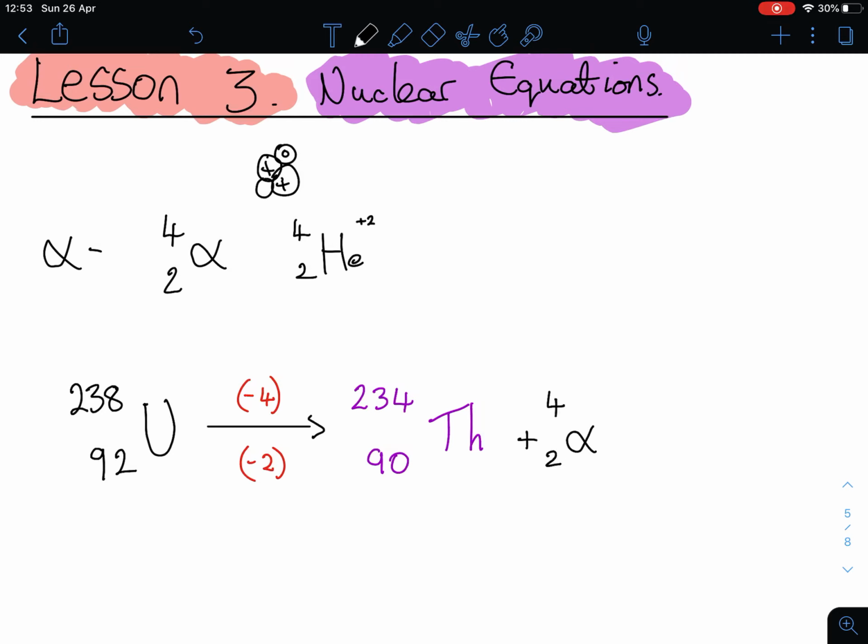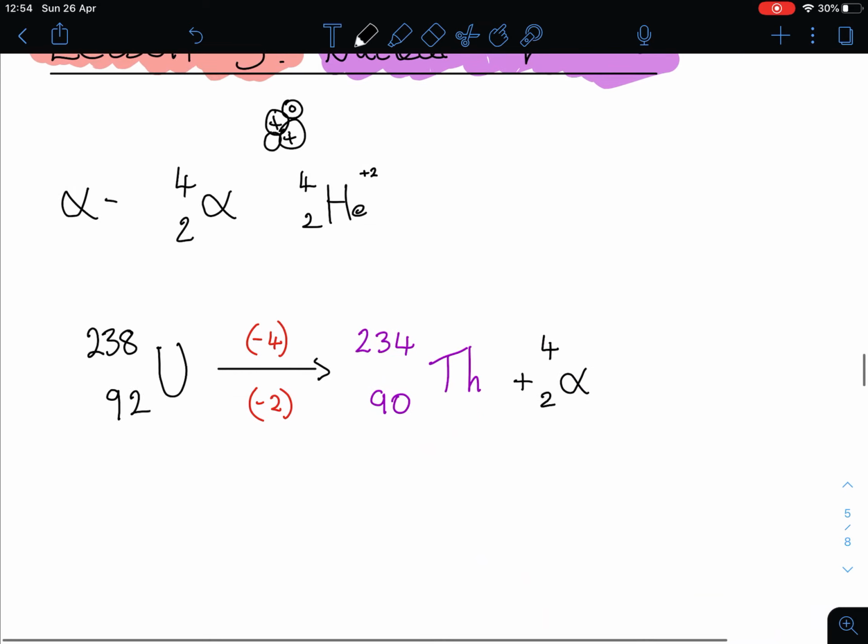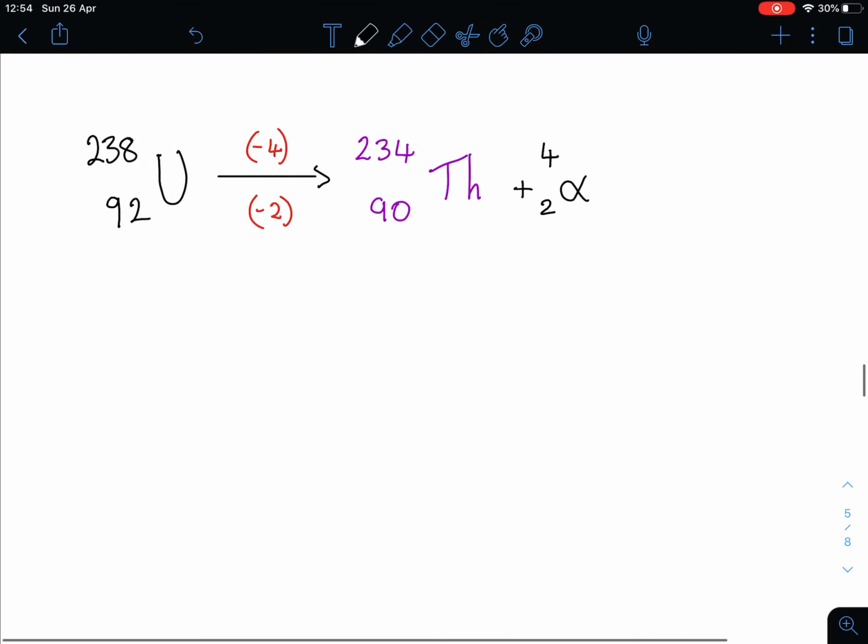So I told you the maths is really easy. It's just the symbols and memorising things. Now in exams you're always given most of these details. You'll never be expected to remember, apart from obviously remembering that an alpha is a 4, 2. So that's the first one, that's the alpha decay. Next one.